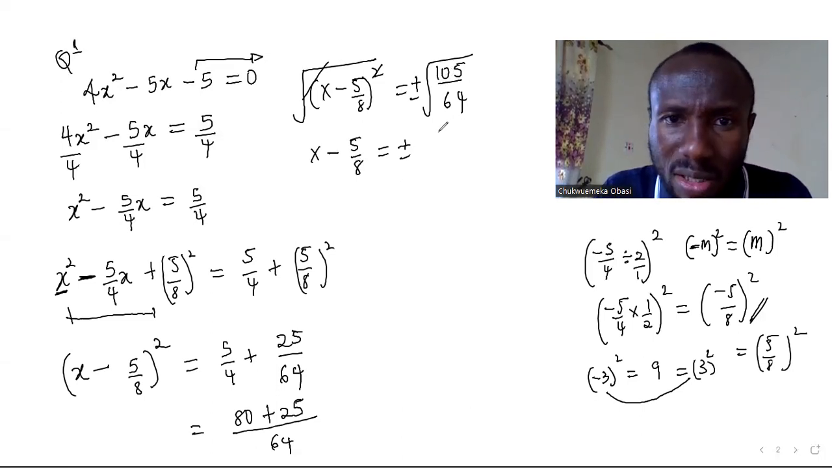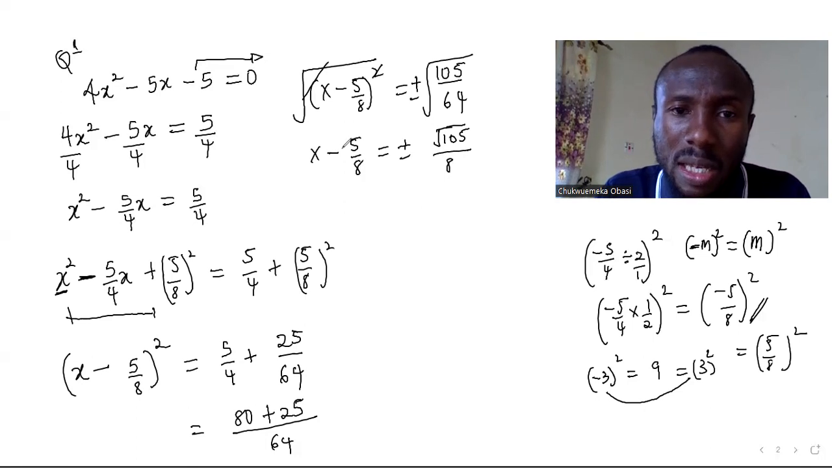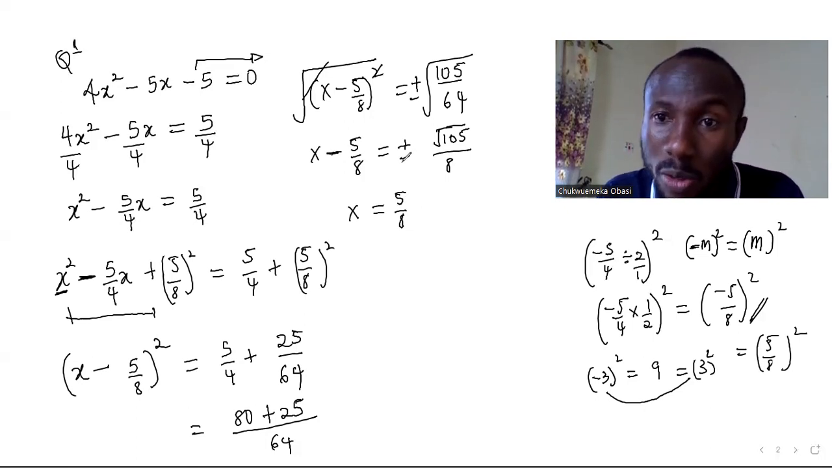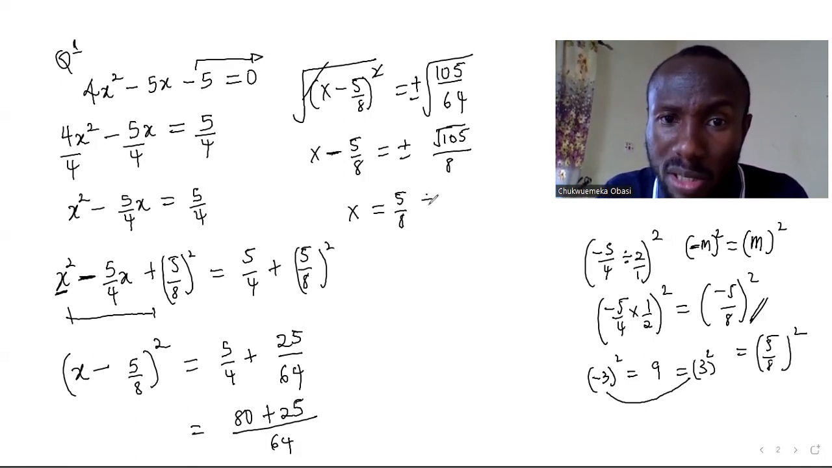You can just leave it like that. So we have square root of 105, and square root of 64 below here is 8. So we have over 8. And now you take this guy to this side. You have x is equal to 5 over 8. You know, it's negative right here, so when it comes over here, it becomes positive. Then you have root 105 over 8.